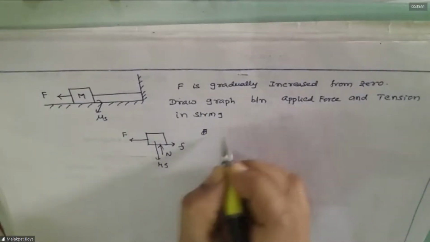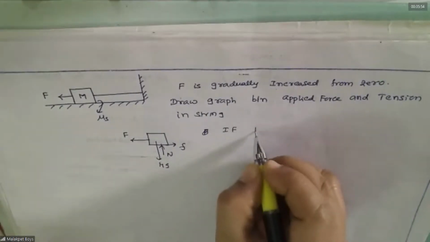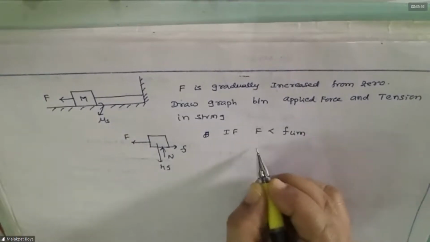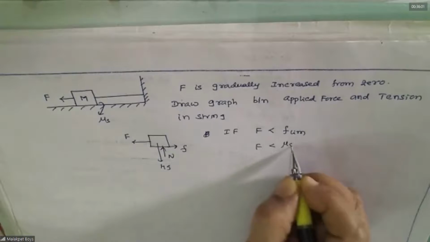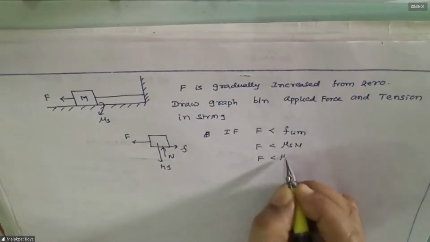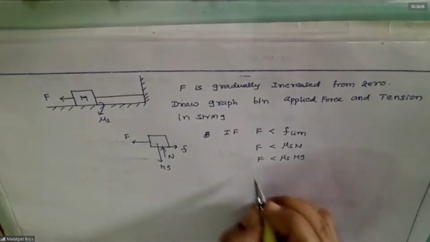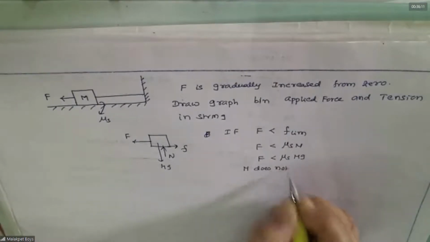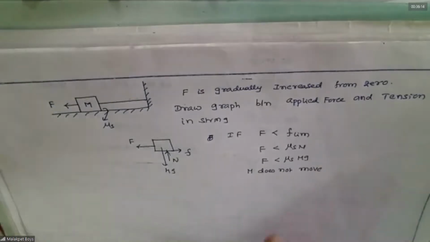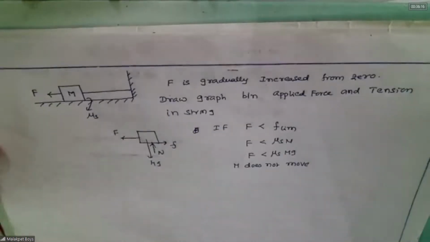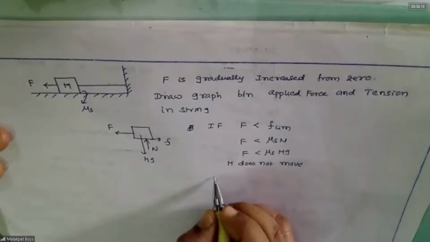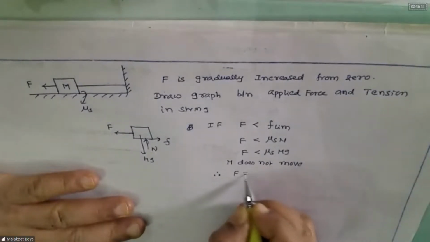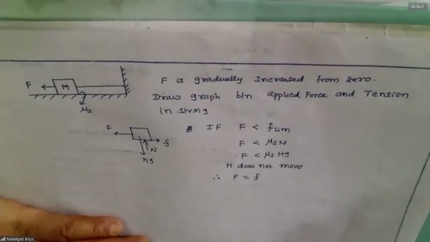So if applied force is less than limiting friction, motion is zero. Then the block does not move, no? Yes, sir. So when it doesn't move, what can you conclude? Motion will be zero. F is equal to the force of friction. Do you agree with this?